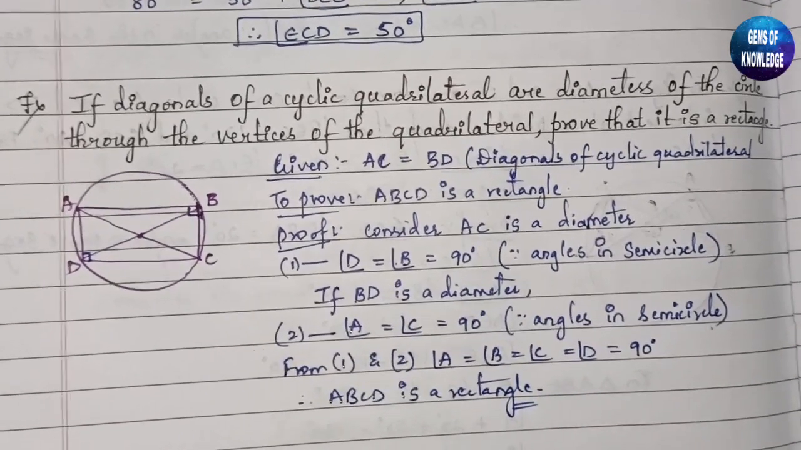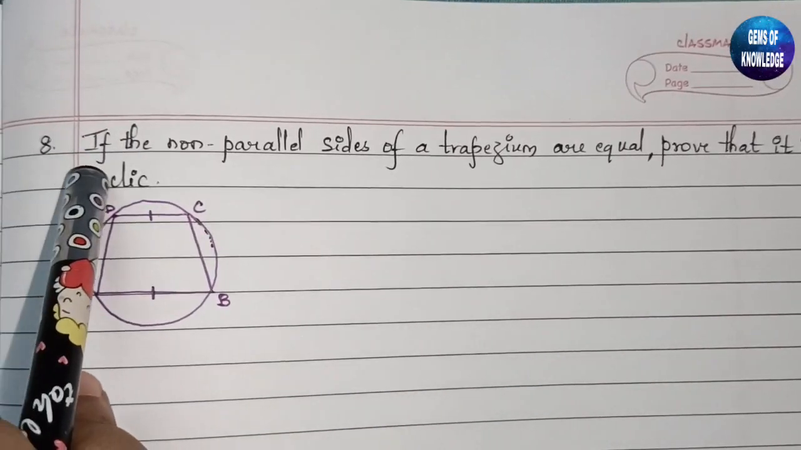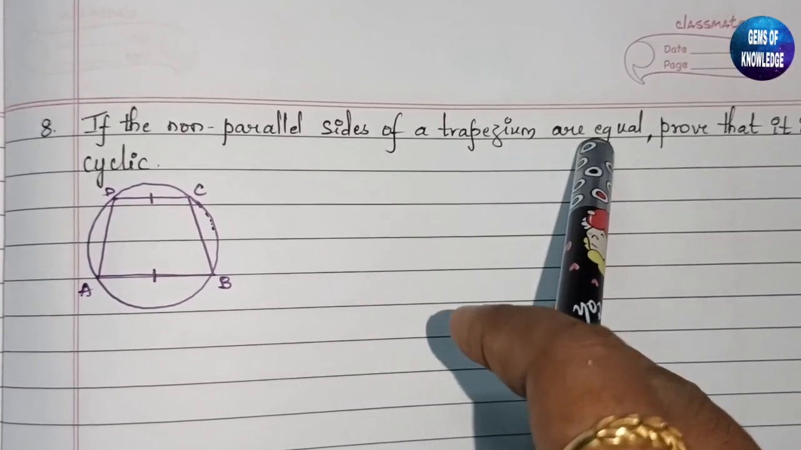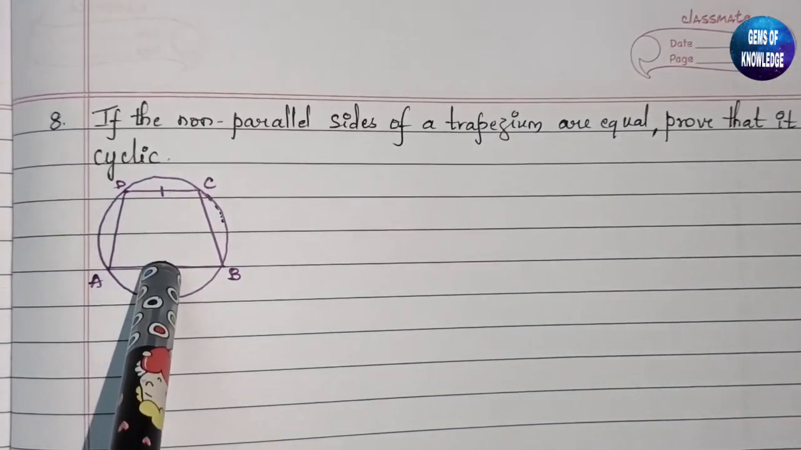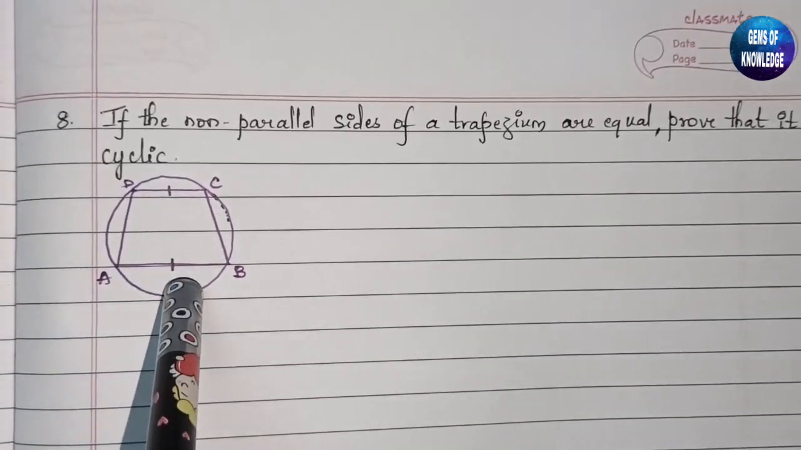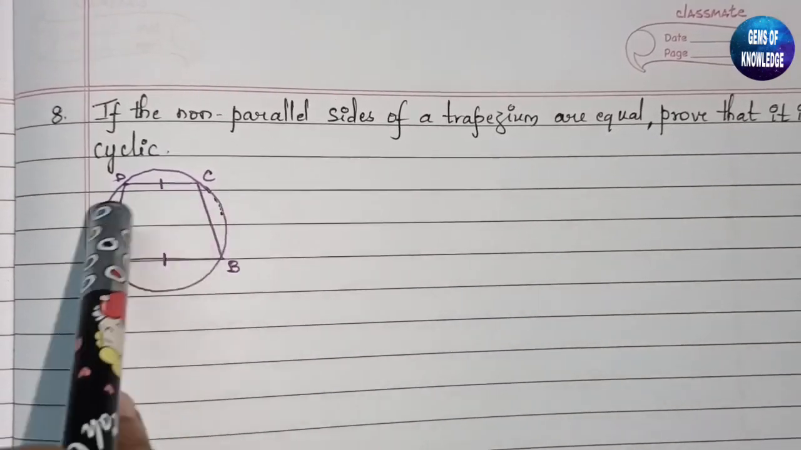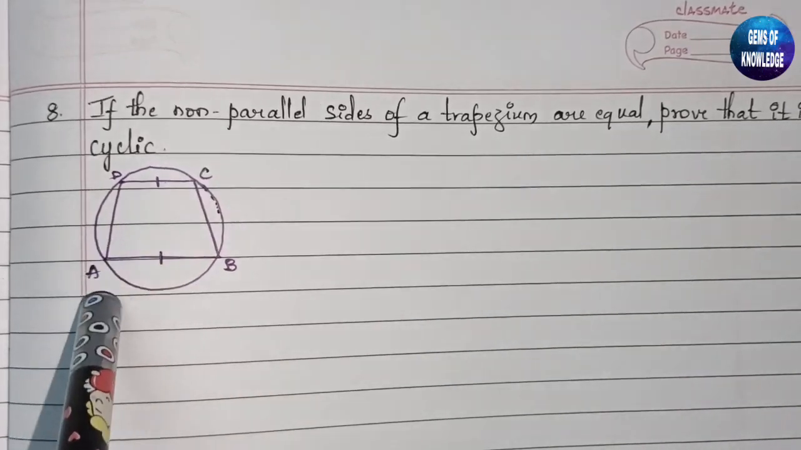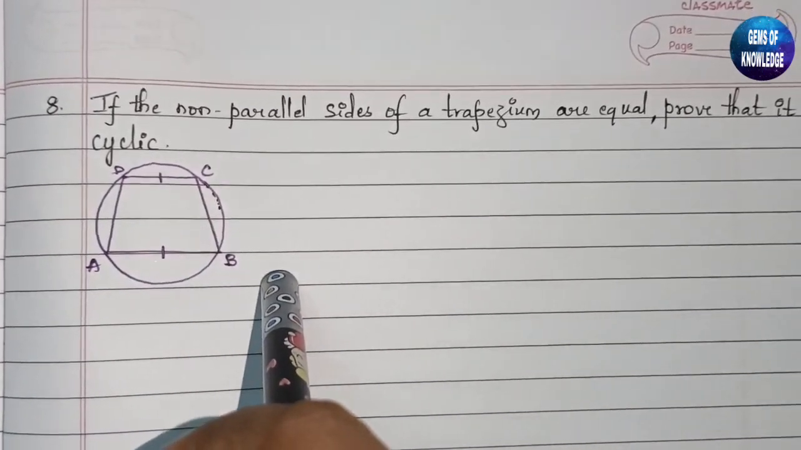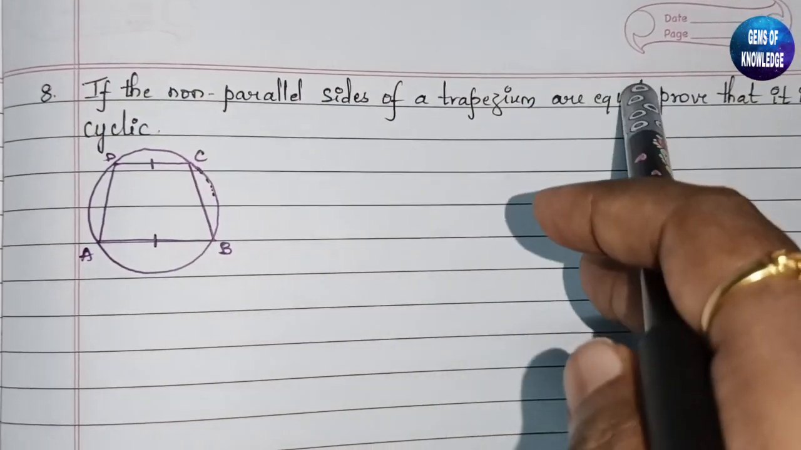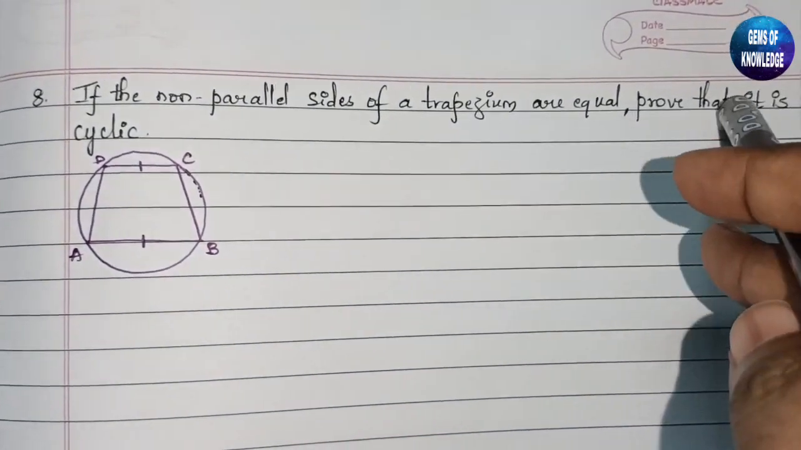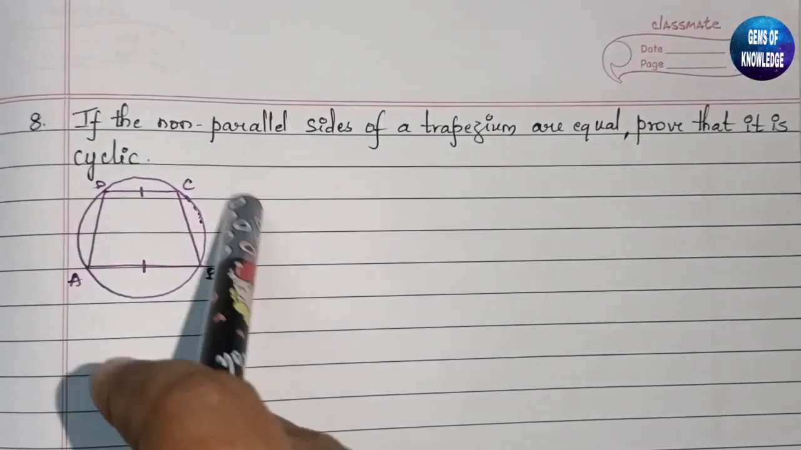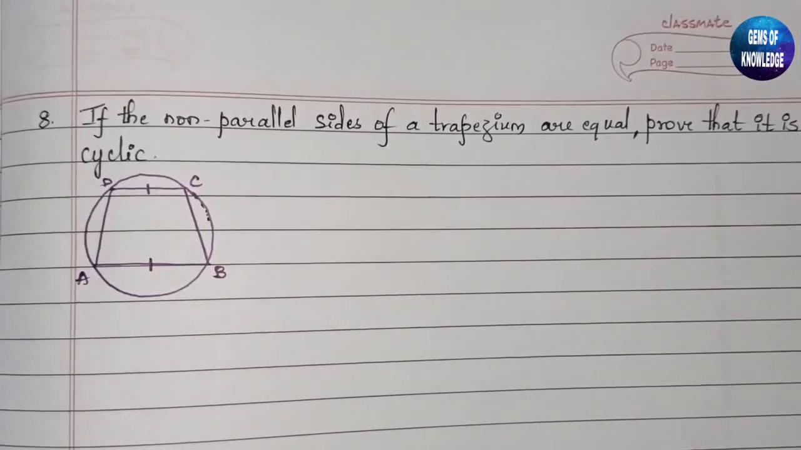To the next question: if the non-parallel sides of a trapezium are equal. As you can see, we know that AB is parallel to CD, and the non-parallel sides are CB and AD. These are the non-parallel sides of the trapezium. If the non-parallel sides of the trapezium are equal, we need to prove that it is cyclic. We need to show that this figure is cyclic.